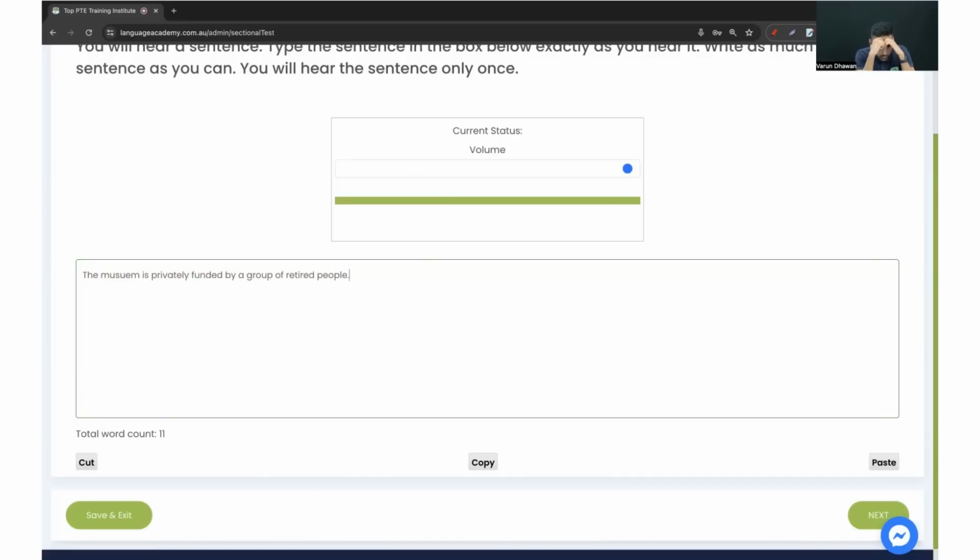Museum spellings. M-E-S-E-U-M, right? Museum, museum. I'll write both the words. M-U-S-E-U-M. The museum is privately funded by a group of retired people. I think this one's correct, right? Museum is privately funded by a group of retired people. That's it. Let's move on.